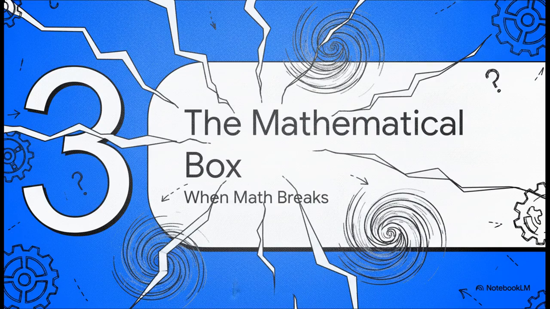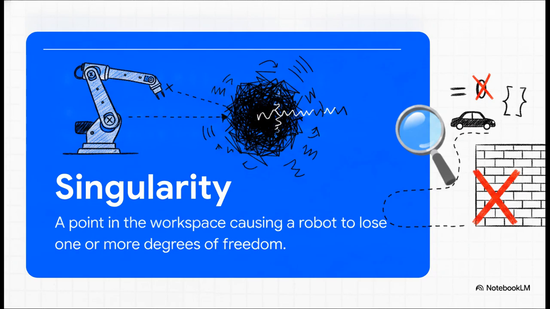Which brings us to Section 3, the mathematical box. Let's talk about singularities, or basically, what happens when the math breaks. Okay, so a singularity is essentially a point in a robot's workspace where it loses 1 or more degrees of freedom. Mathematically, this happens when a calculation, called the determinant of its Jacobian matrix, drops exactly to 0.